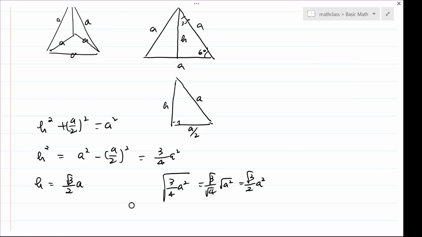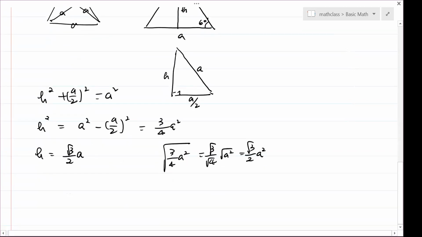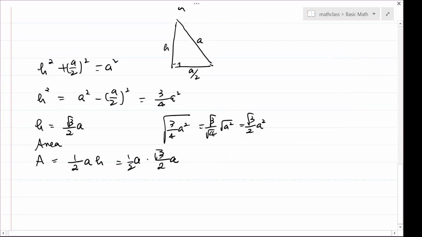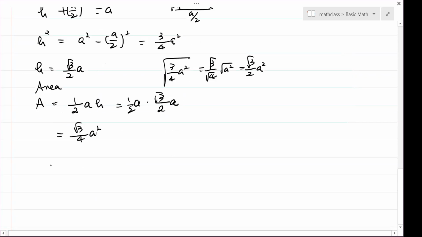Now, can you find the area of the equilateral triangle? The area is going to be half of the base times the height. The base and the height you already have. Finally, if you simplify it, you get that. I would like you to memorize this formula. It's so special for an equilateral triangle: the area is always equal to root 3 over 4 times A squared. That will help you solve the problem and speed it up.